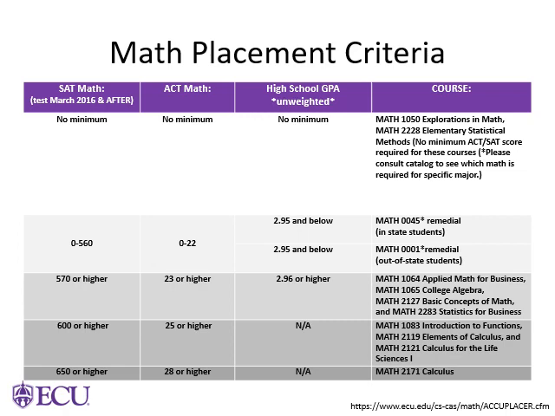And finally, students with a math score of SAT 650 or higher, or a Math ACT of 28 or higher, would qualify to start with Math 2171, which is calculus.